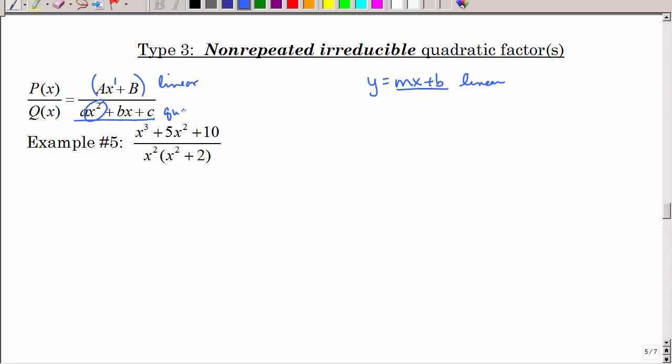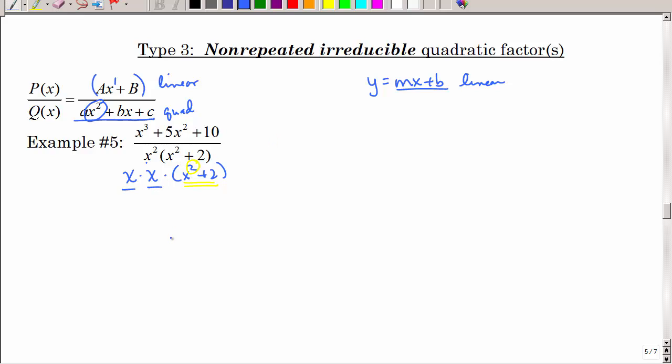So we're going to have linear over quadratic. So what do we do first? We factor the denominator, which it really is, except I want you to think about x squared being x times x, and then x squared plus 2. It is quadratic because of the x squared, but that cannot be factored any further. So how do we set that up?